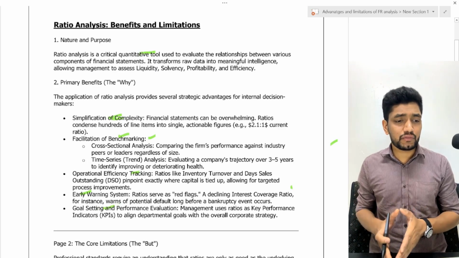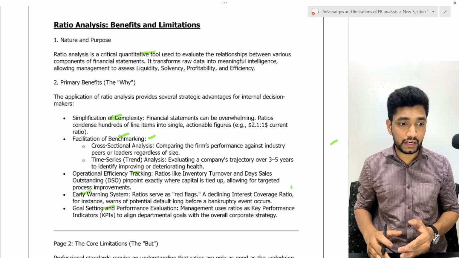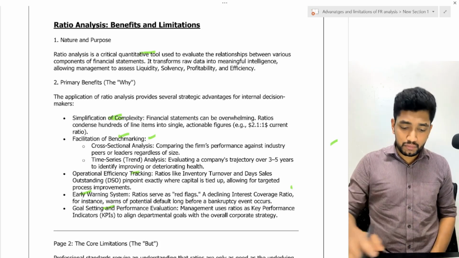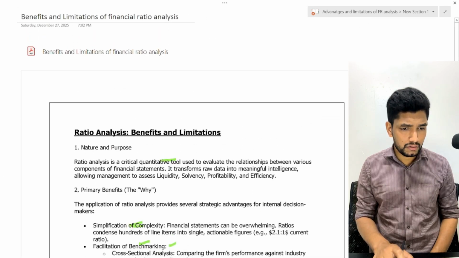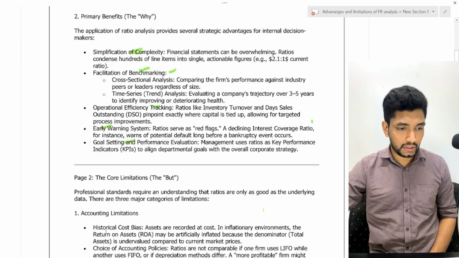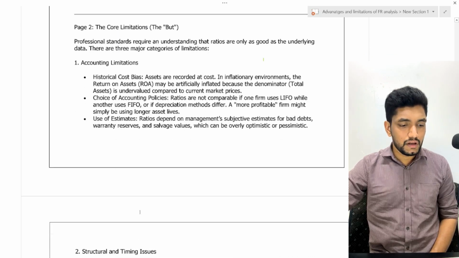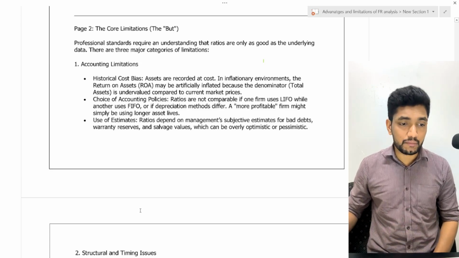So this can be some simple advantage or primary benefit why we are using ratio analysis. So let's move into its primary limitations. There are some limitations also for the ratio analysis. The first one is accounting limitations.